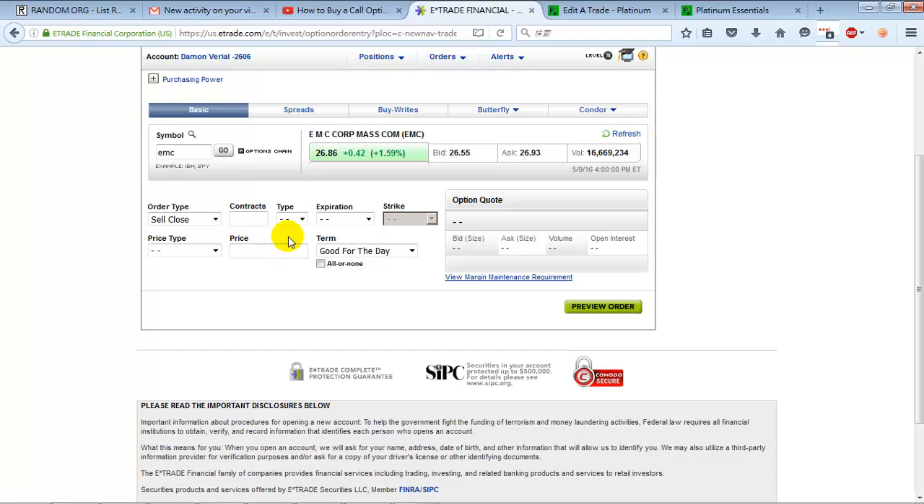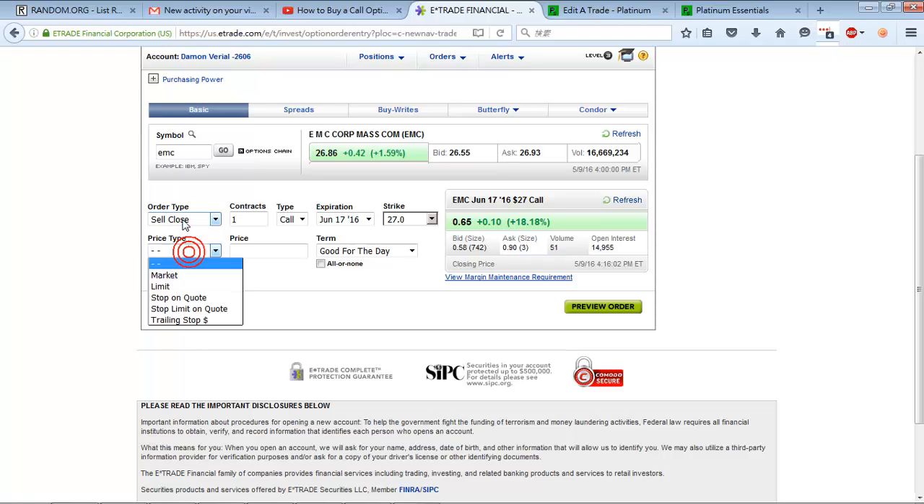Enter the number of options you bought, the type, obviously a call in this case, and the expiration date that you bought it at. So let's just say we bought a June one. Then enter the strike price, same strike price you bought it at. So everything you're entering is the same as you entered when you bought it. Alright, so the only tricky part so far has been to choose sell close, not to sell open.